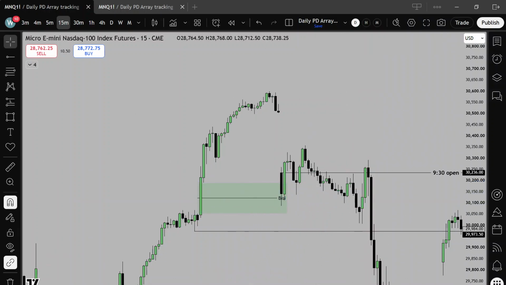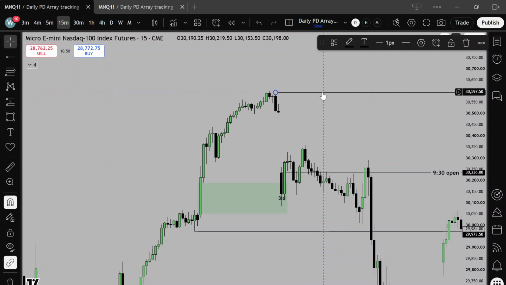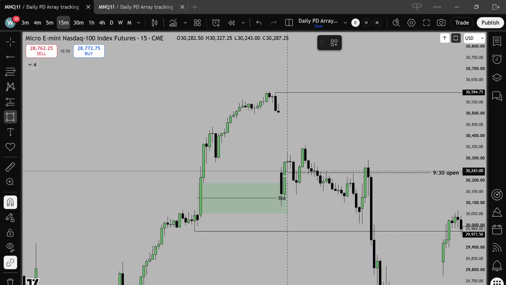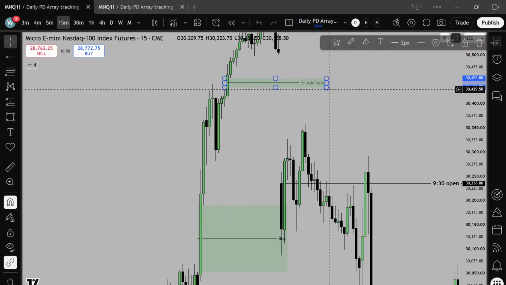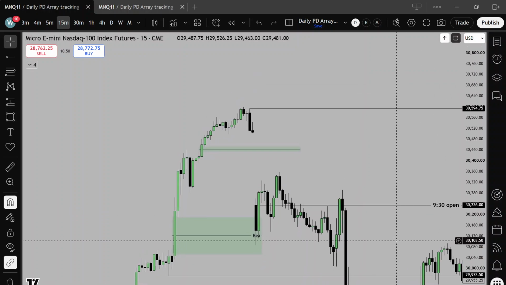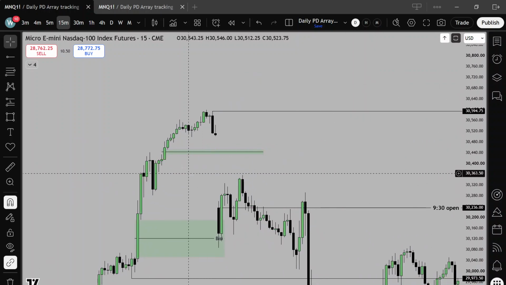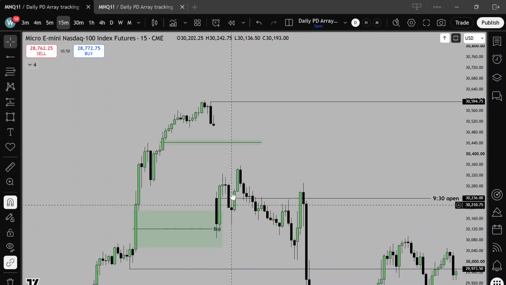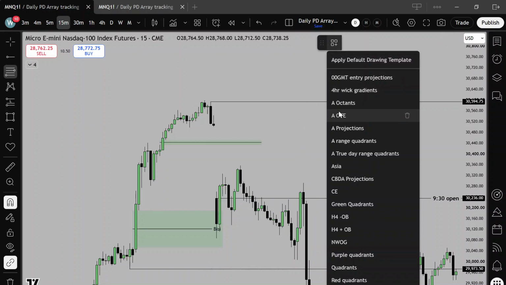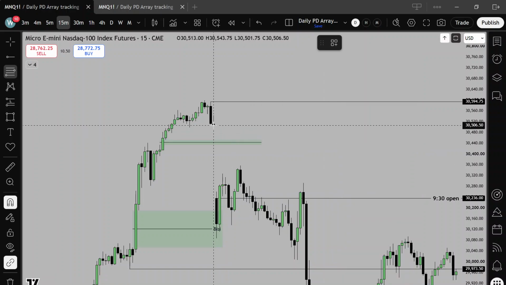And then do the same thing. Where are my 15-minute swing highs above price, and where are my inefficiencies above price? So inefficiencies above price are there. And we'll just mark out the closest one is there. And then we have this one here. And then aside from the obvious, we have our opening range gap right there.